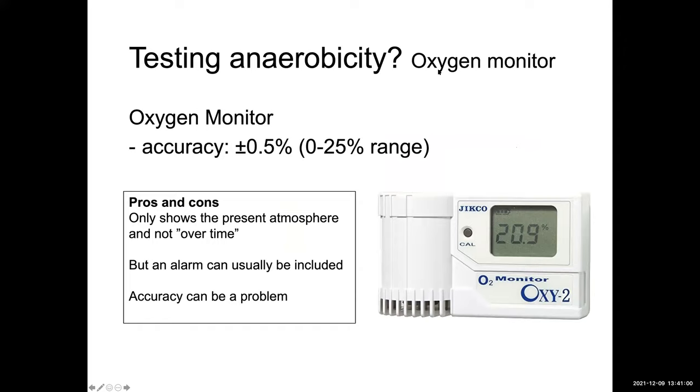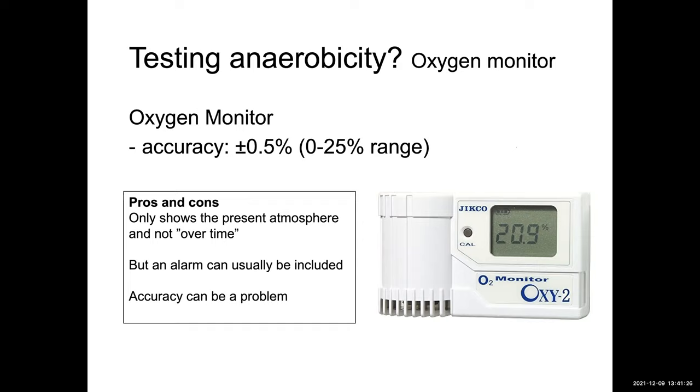And then there are oxygen monitors, and usually they're only for anaerobic workstations. You cannot fit them into a box or a jar. And of course they can show you the present atmosphere, not over time, but usually you can install an alarm and it will make you aware if oxygen levels are above zero.